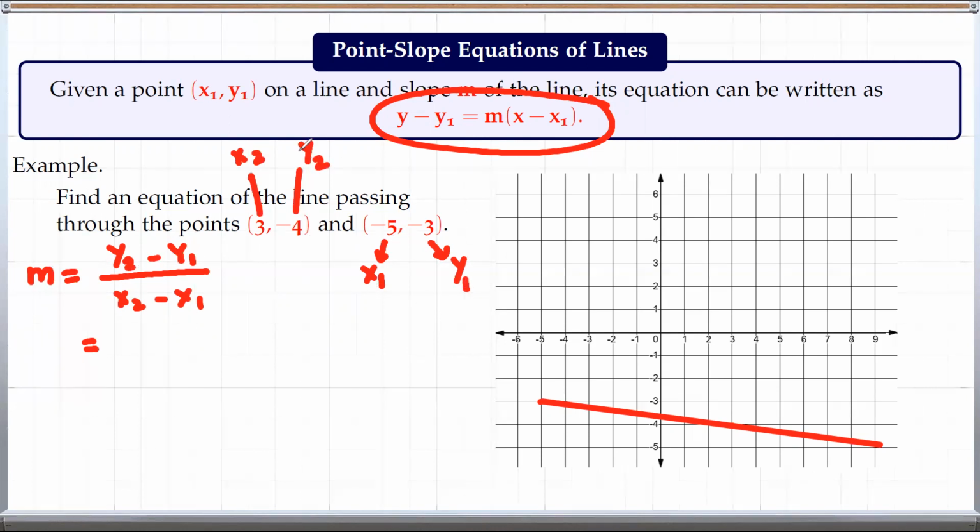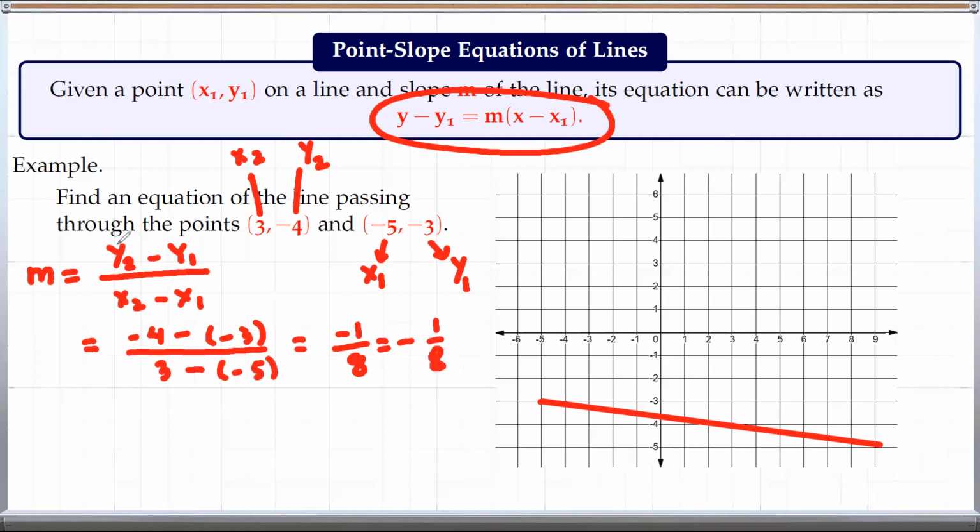So that will give us -4 minus -3 on the top, y2 minus y1, divided by x2 minus x1, 3 minus -5 in the denominator. So let's simplify all this. On the top, we have -4 plus 3 because minus -3 becomes plus. So -4 plus 3 is -1 on the top, divided by 3 plus 5, which is 8. So we have 8 in the denominator, so -1/8. Negative 1/8 is the slope.